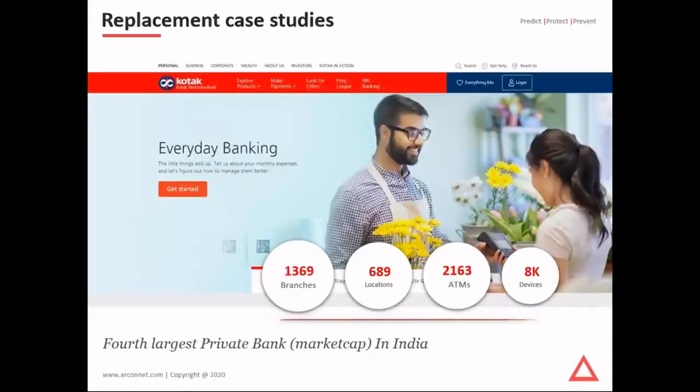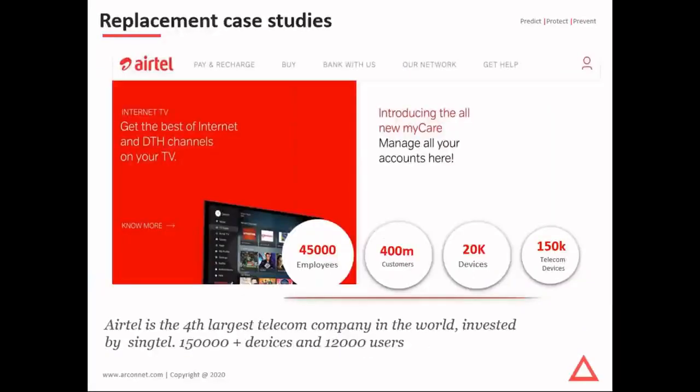These are some of the replacement case studies that we have done, such as Kotak Mahindra Bank, one of the major banks. Most of the banking sectors, most of the governing bodies, most of the banking entities are now becoming our customers. This is one of the prime examples where we have replaced the other entities at Kotak Mahindra Bank with the Arcon PAM solution. This is another replacement case study of a telecom company, Airtel, one of the top telecom companies in the world, which is our customer now. Most of the telecom devices, in fact all the telecom devices, we do support as well.